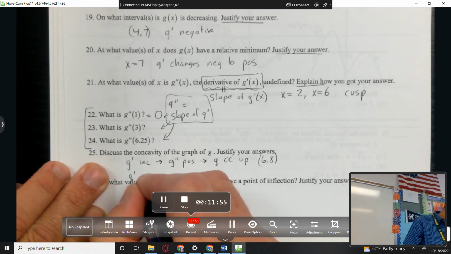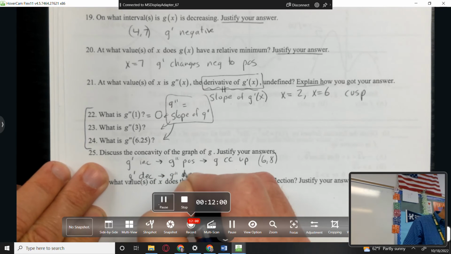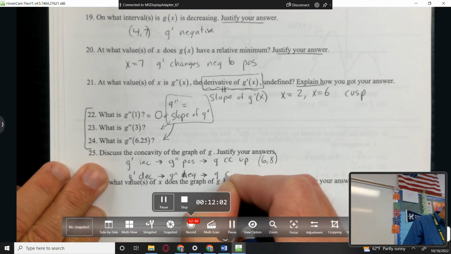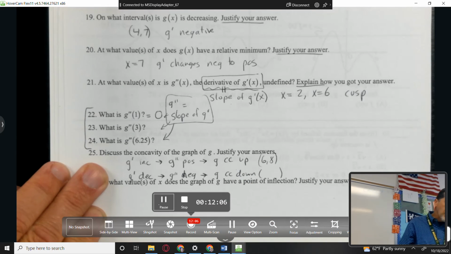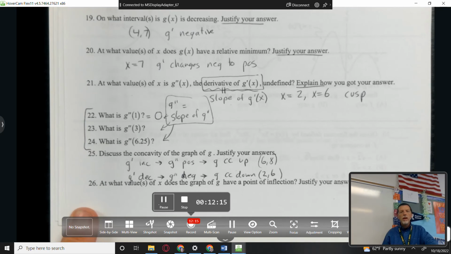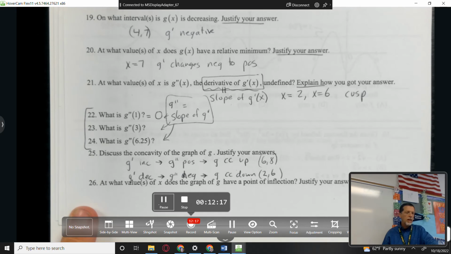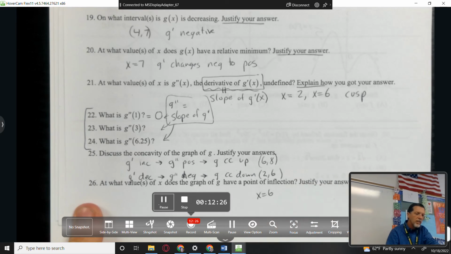If g prime is decreasing, that means g double prime is negative. That means g is concave down. So on my graph, that's from 2 to 6. Yes. And it has a point of inflection. If we just answered 25, 26 is easy. There's a point of inflection where it changes at x equals 6.